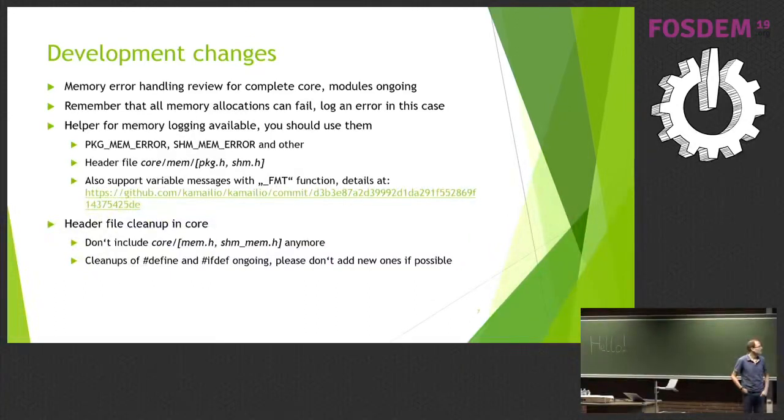So if you allocate memory, Kamailio uses an internal memory manager. Remember that every allocation can fail, every function call can fail. You should log an error in this case. We also introduced some helpers which you can use to output a generic logging message. It would be great if you could use it, especially in new functions. You can also use this to output some additional information. Have a look at this commit if you need an example of how to use it.